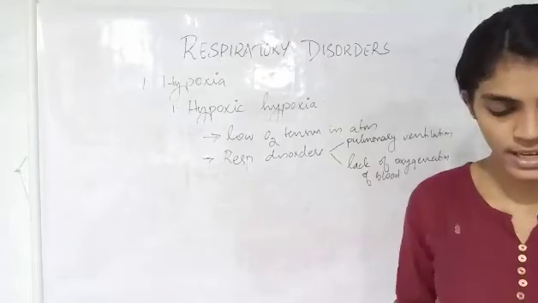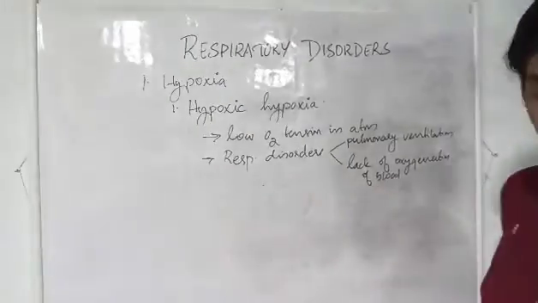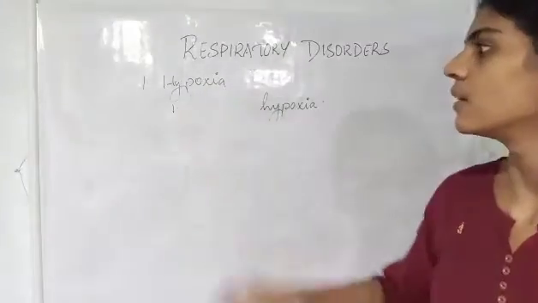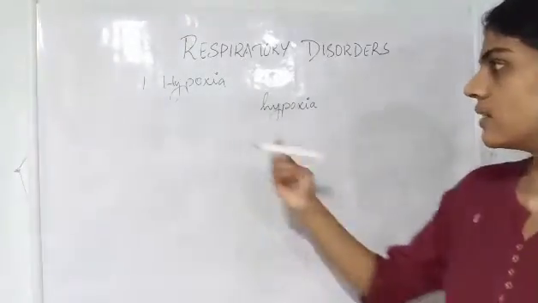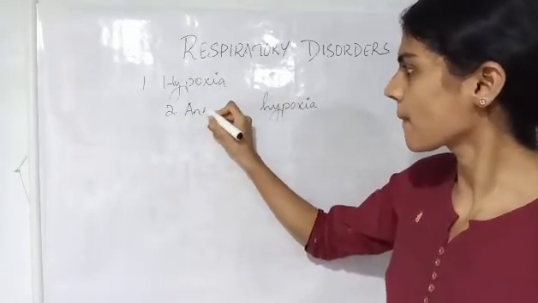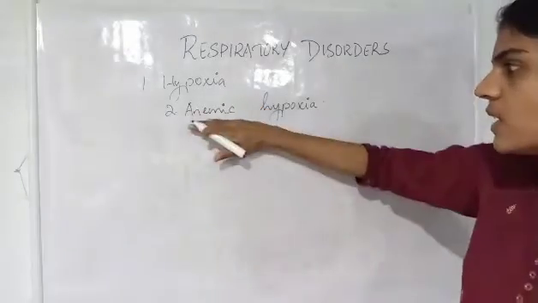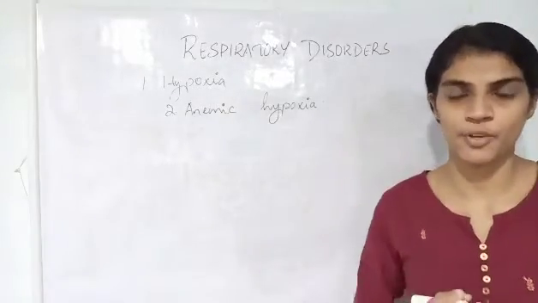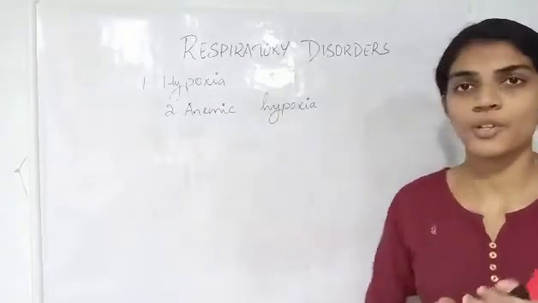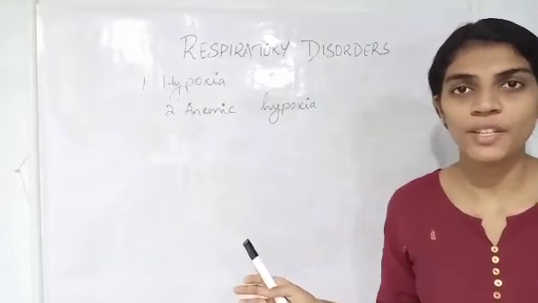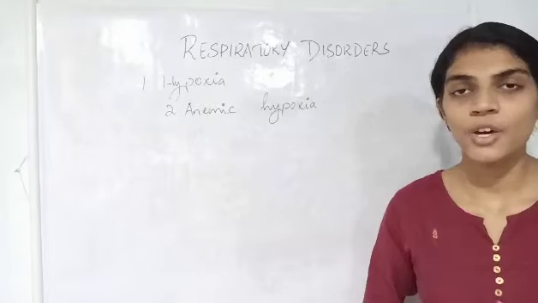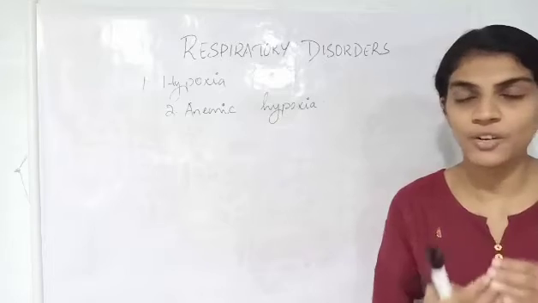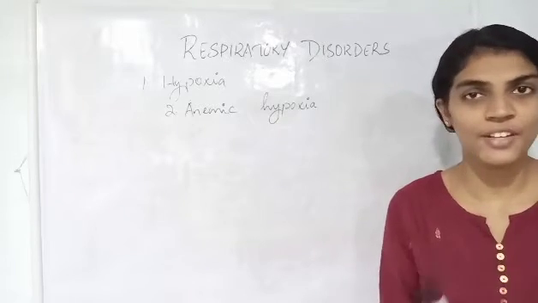And the second one is anemic hypoxia. From the name itself, you can understand the characteristics of this hypoxia. In this anemic hypoxia, there won't be any problem with the oxygen tension in the atmosphere. There won't be any problem with the respiratory passage or ventilation. There won't be any problem with alveoli and diffusion.